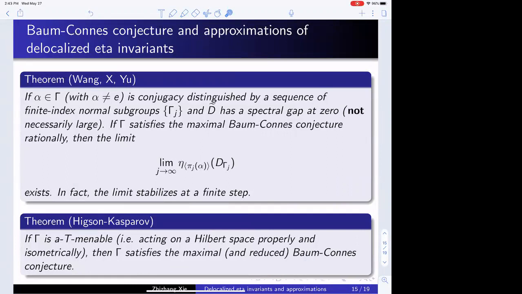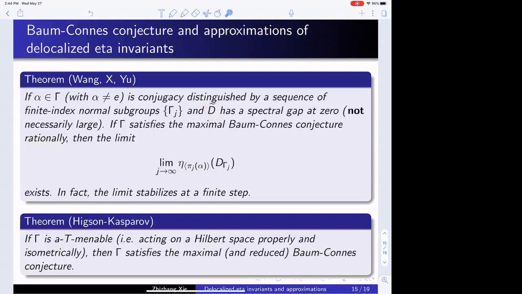Suppose the conjugacy distinguished condition is the same. You have some element which is conjugacy distinguished by a sequence of finite index normal subgroups gamma j. Now suppose d tilde, this operator on the gamma cover, has a spectral gap. Okay, just has a spectral gap at 0, not necessarily large. You know, for example, when d tilde is invertible, that's enough.